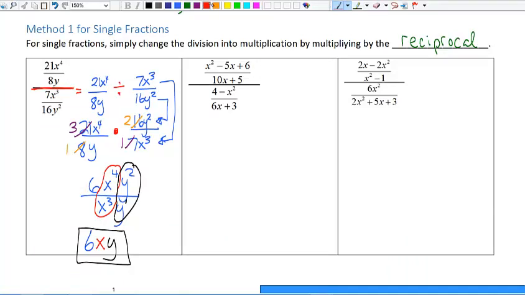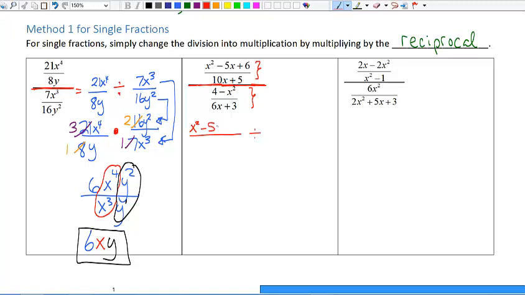On the next fraction, notice we do have one long fraction in the numerator, one fraction in the denominator. Yes, there's adding and subtracting, but because the bar goes all the way across, that's one long fraction in the numerator, one long fraction in the denominator. So this is a single fraction. So I'd like to rewrite this long division bar into a horizontal division problem.